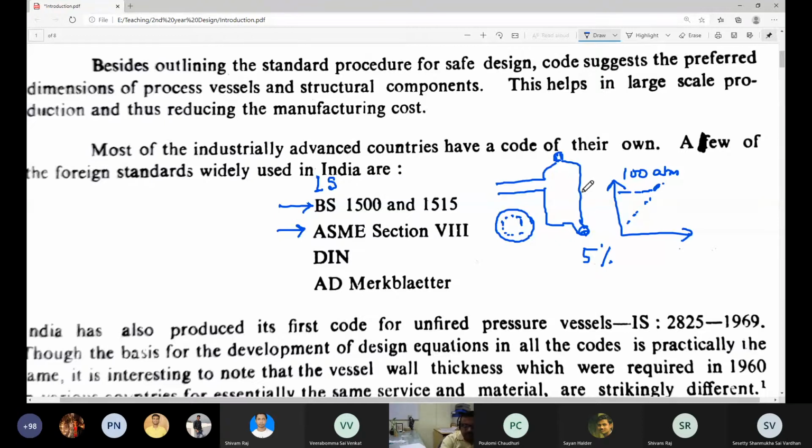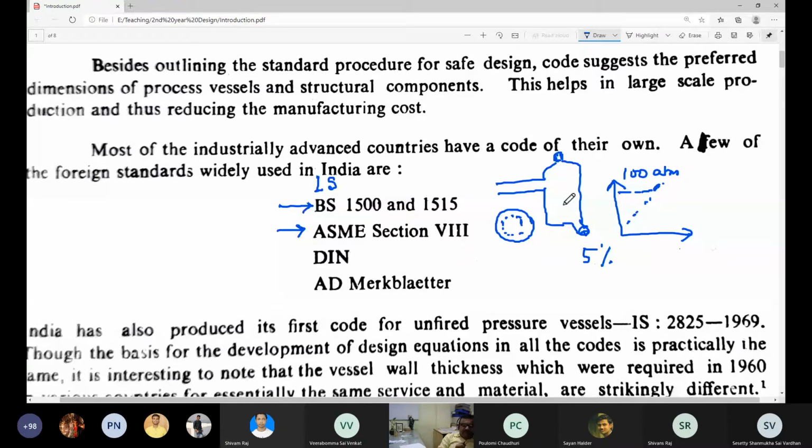Finally, you have to weld it to the straight portion. The moment you bend it, you compromise on this thickness part, so you have to provide some extra. How much extra? These margins, these things are discussed in the IS code.